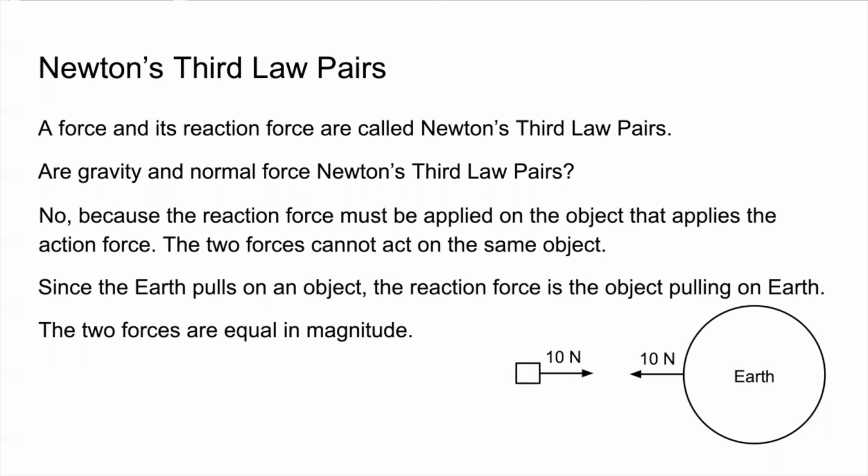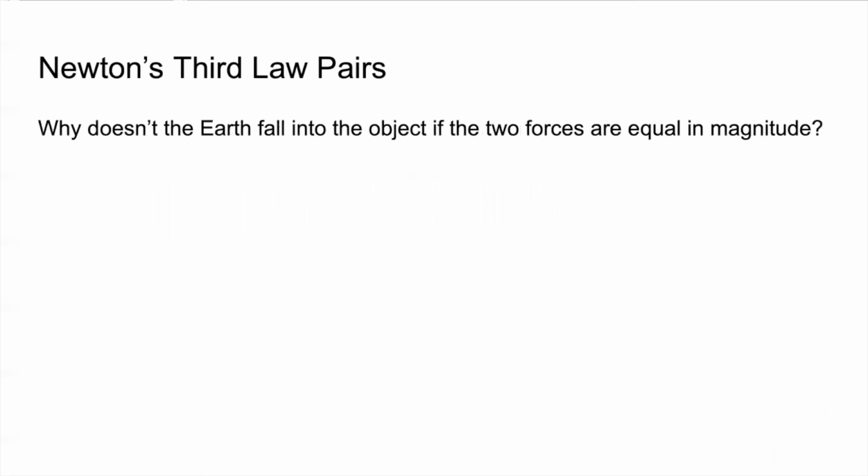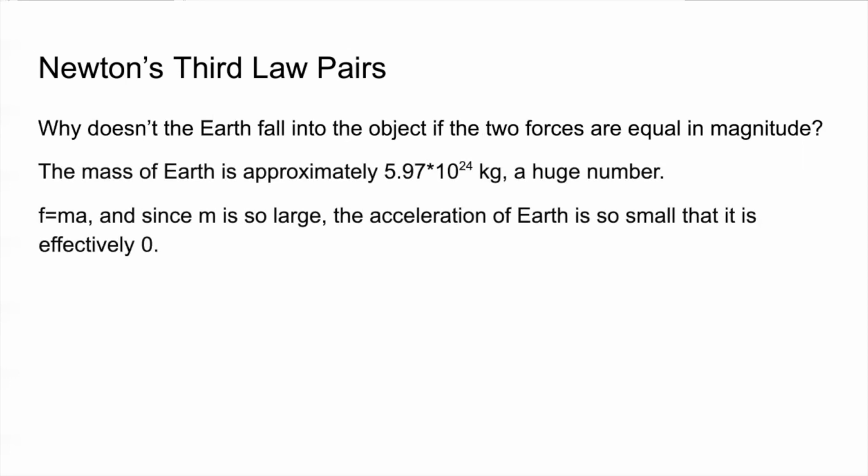So gravity in this situation is the Earth pulling on an object. So therefore, the reaction force has to be the object pulling on Earth. And these two forces are equal in magnitude. Now you might be wondering, if they're equal in magnitude, then why doesn't the Earth fall into the object? Well, remember that force is not what directly tells us about the motion of an object. Acceleration does. The mass of Earth is approximately 5.97 times 10 to the 24th kilograms. And since force is equal to mass times acceleration, the acceleration of Earth is so small that it is effectively zero. So that's why we don't see the Earth fall into the object.